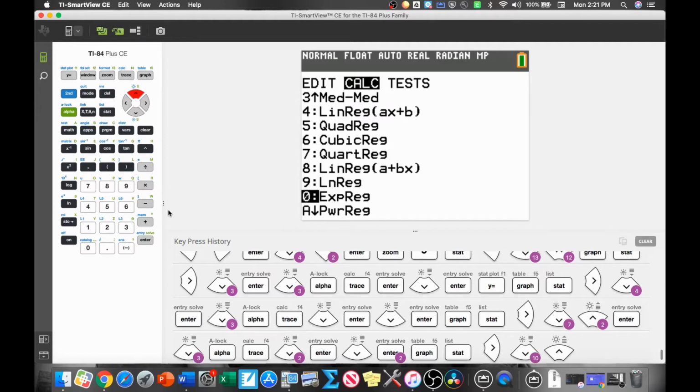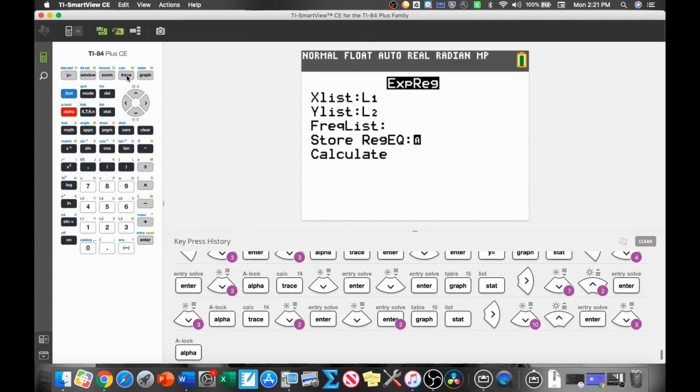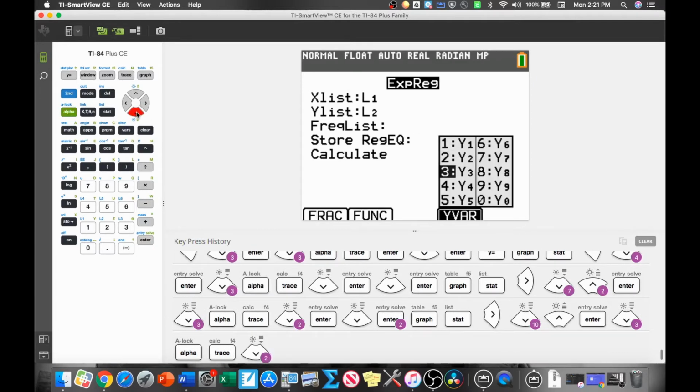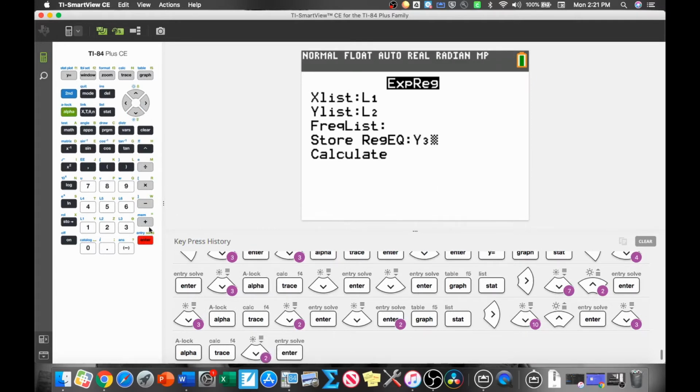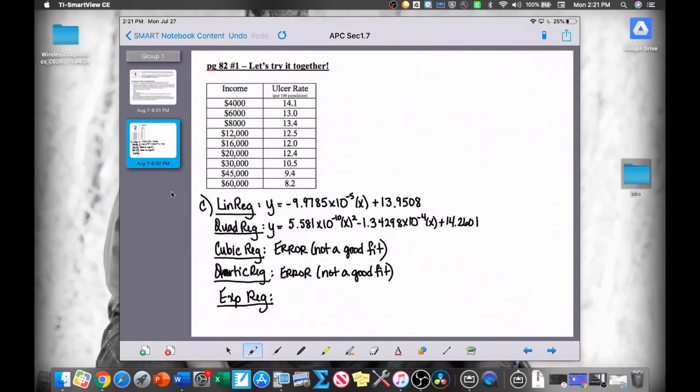It's number 10, it looks like, or number 0, I should say. So exponential regression, hit enter. And then we'll store this one in Y3, since technically we haven't used that one yet. So alpha, we'll go down to Y3. There we go. And calculate. And it definitely gave us one for this because, as we said, that really looked like it could be represented by exponential decay. All right, so let's write down our model real quick here on our paper.